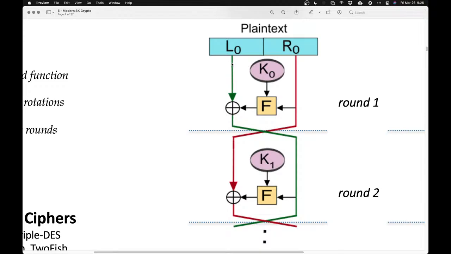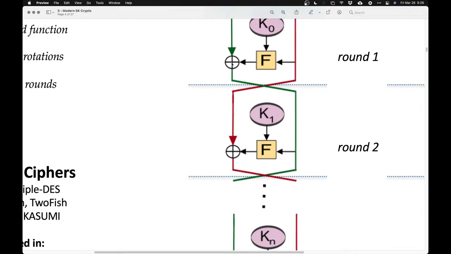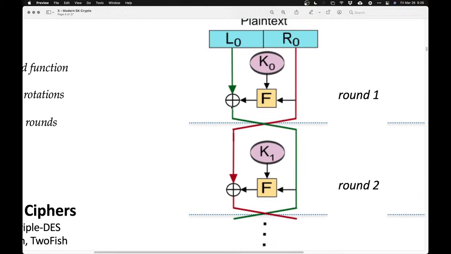Once it's exclusive ORed the left-hand side with the encrypted right-hand side, it does it again. But this time, the encrypted output becomes the new right-hand side of the block, and the old right-hand side of the block becomes the new left-hand side of the block. All right? So the result of this encryption is used to do one more round of encryption.